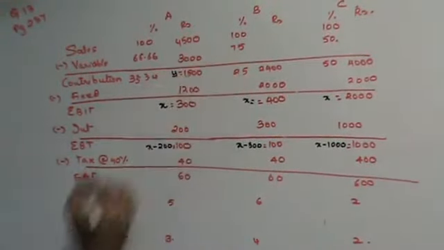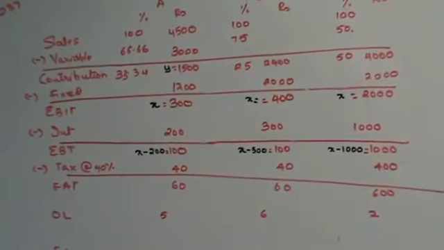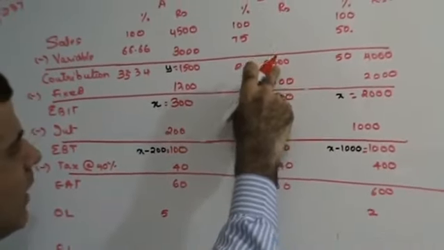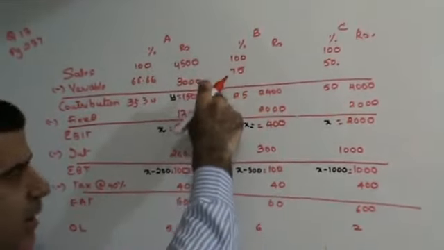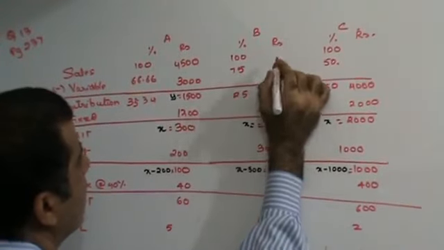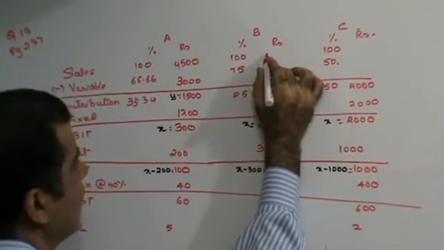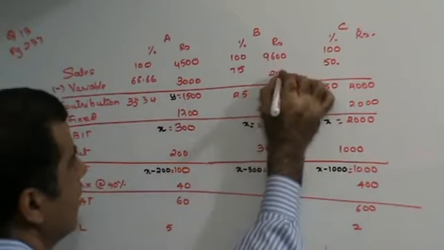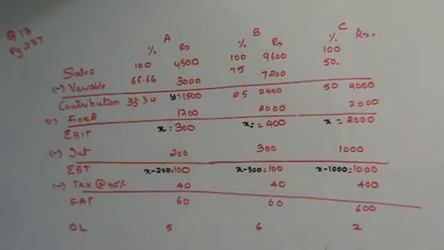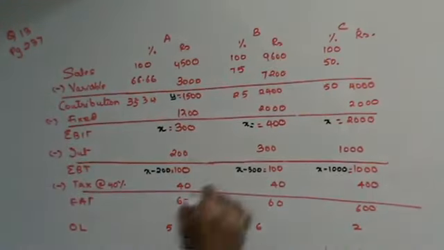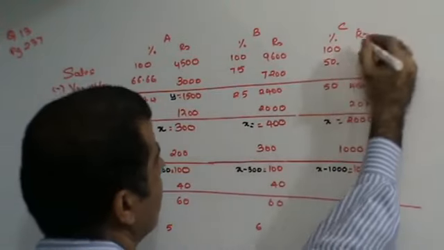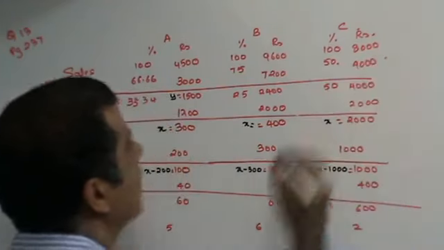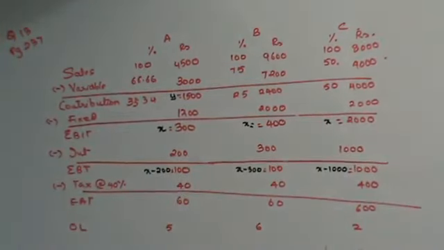If this is 4500, then this will be 3000, because 4500 minus 3000 will give you 1500. Similarly, guys, 2400 into 100 divided by 25 is 9600. If this is 9600, that means this has to be 7200, right? This is 4000 into 100 divided by 50, which is going to be 8000, so this is going to be 4000, right? So this finishes the sum.